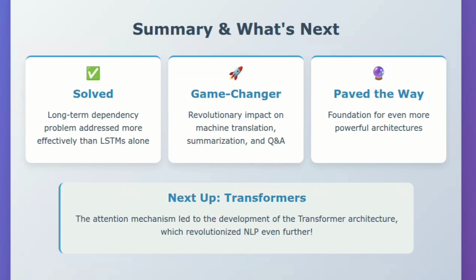The attention mechanism was a game-changer in NLP, addressing the long-term dependency problem more effectively than LSTMs alone. It paved the way for even more powerful architectures, which we'll discuss next: the transformers.